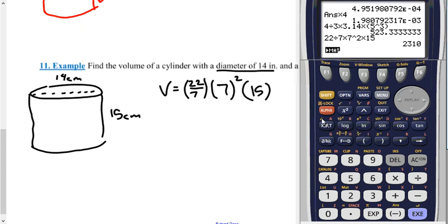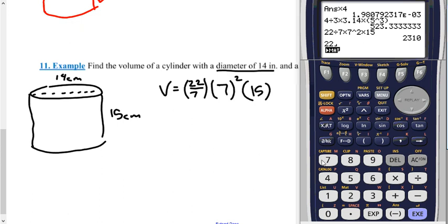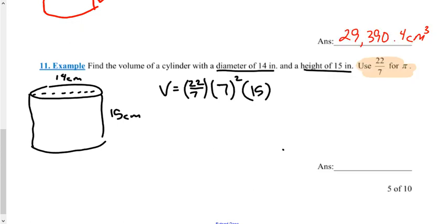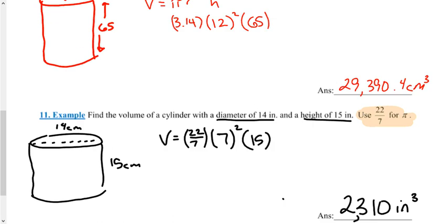Some people like to do fractions using a little fraction button. Your calculator probably has a little fraction button and you could have done 22 and then you do that. And some calculators will even write it and make it look just like this, write it as a fraction using that math notation. Okay, but anyways, you're going to get 2,310 cubic inches. Okay, so that's the volume of a cylinder.